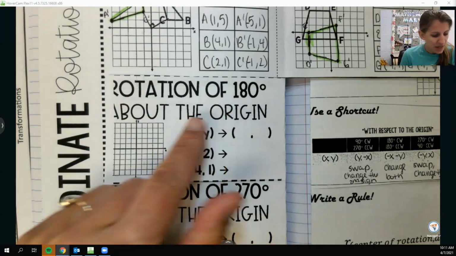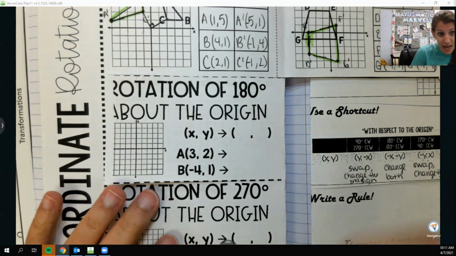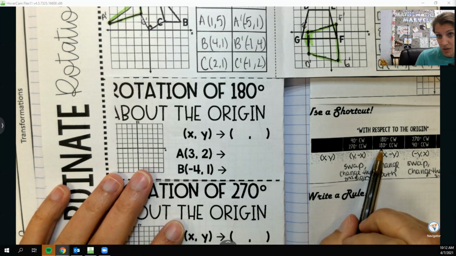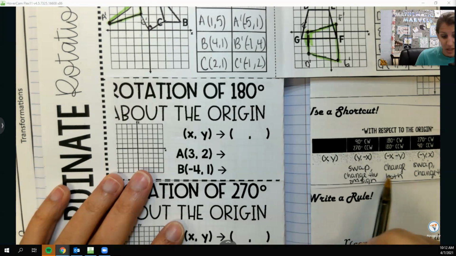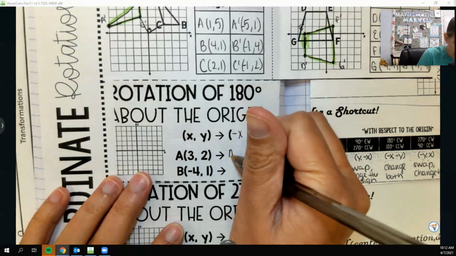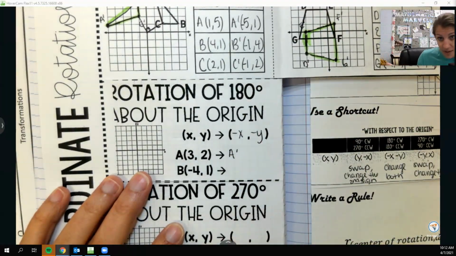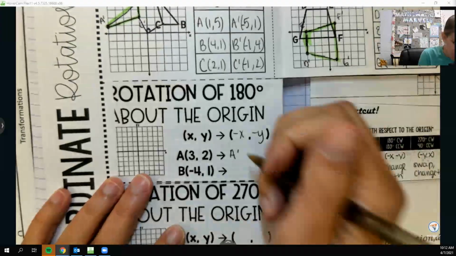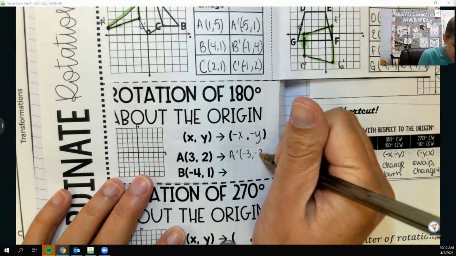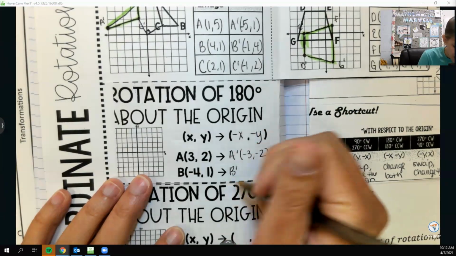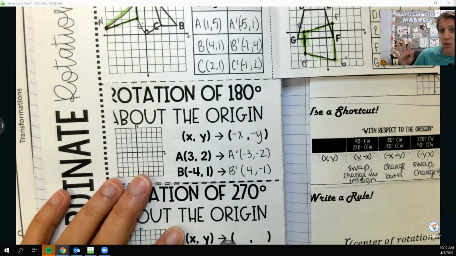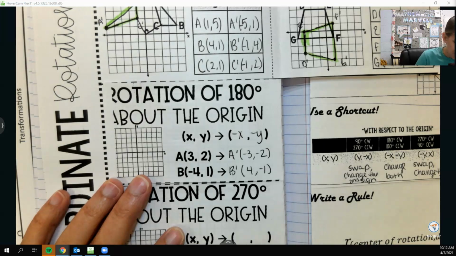Alrighty, so a rotation of 180 degrees. We have a little trick for that too. When I do a rotation of 180, clockwise or counterclockwise, doesn't matter, I just change both signs. So it will now be -x, -y, or positive and positive if they both started negative. So if A was at 3, 2, now it would be at -3, -2. And if B was at -4, 1, it would now be at 4, -1. So I just change both the signs.